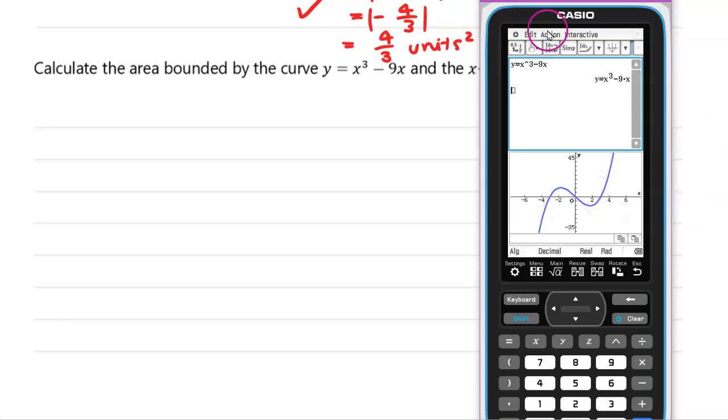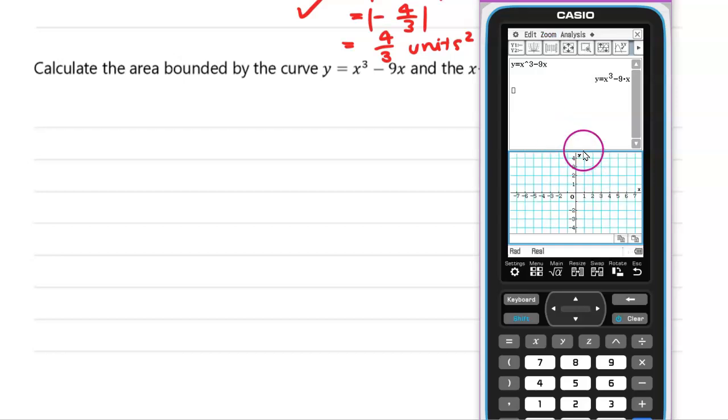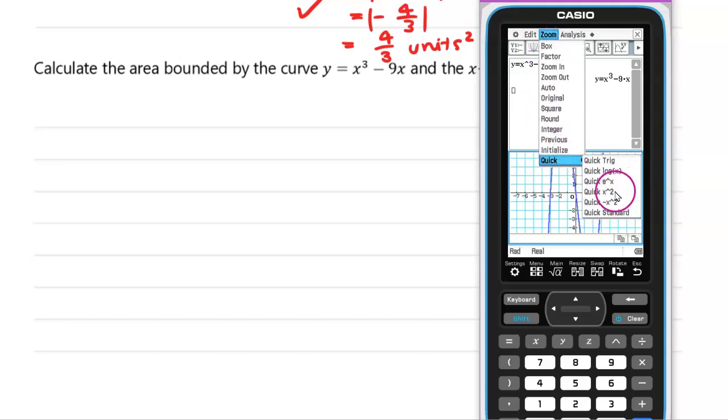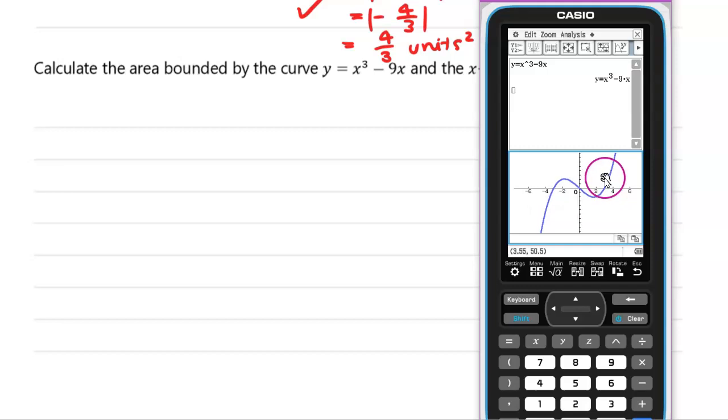If you're wondering how I got this nicely shown like this, I'll show you again. So let's go to zoom initialize. See how it looks kind of dodgy there? It's hard to see the extremes, the local maximum and minimum of the graph. What I did is just a quick zoom and then a quick zoom for x squared. So using those zoom functions can be kind of useful to see what's going on there. I know it says x cubed and I said x squared, but this worked quite nicely for me.